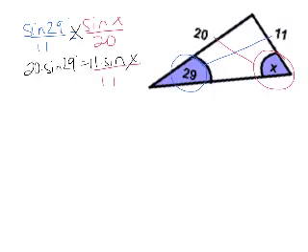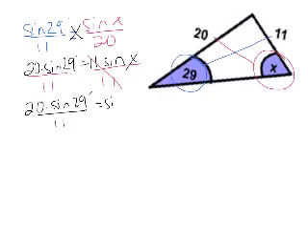I'm going to divide both sides by 11. These reduce over here, so I'm left with 20 times the sine of 29 degrees over 11 is equal to the sine of x. Now remember, we need to get x all by itself, so to undo sine, I'm going to take the sine inverse of both sides. Sine and sine inverse undo each other, and if I type all of this into my calculator, I end up with my missing measure of x is 61.8 degrees.